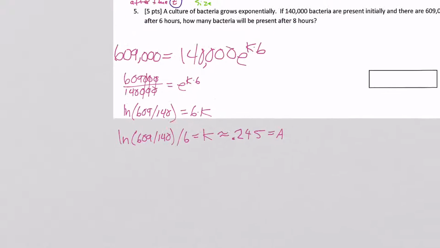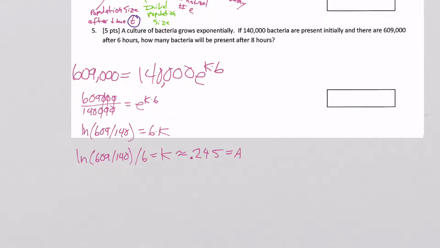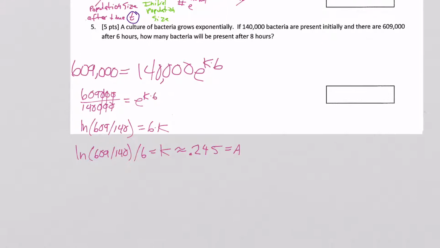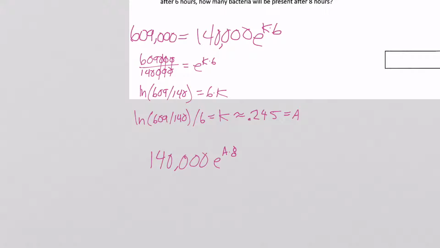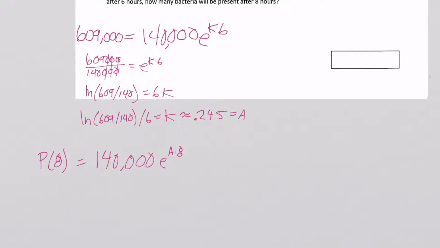And now we know the rate of growth, so we can figure out how much bacteria will be present after 8 hours. So we use our model. We're starting with 140,000. And then e to the K, I'm now using A to represent K. It's that stored value. So A times my time, which is now 8 hours. So now I'm using the 8, and no logs involved in this problem. I just want to know what's the population after 8 hours. So this is just a plug and chug problem.